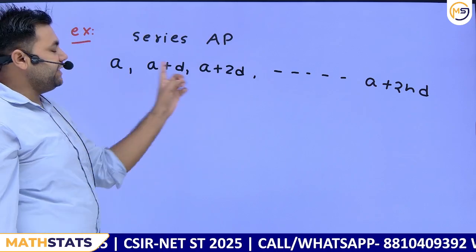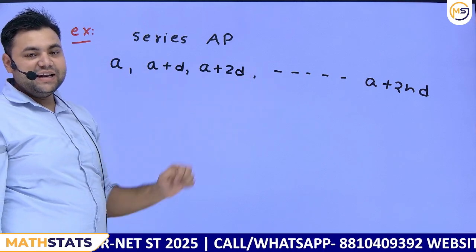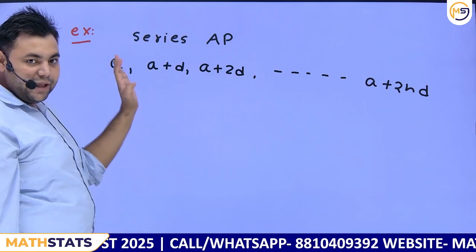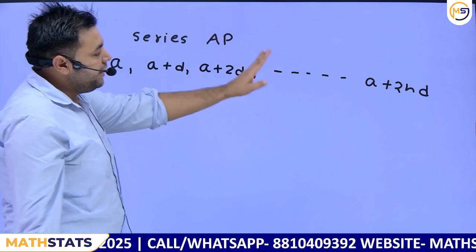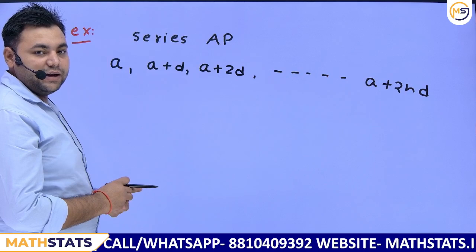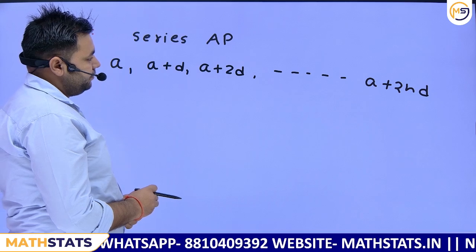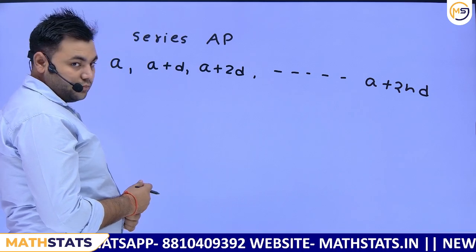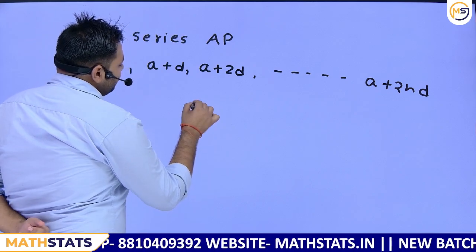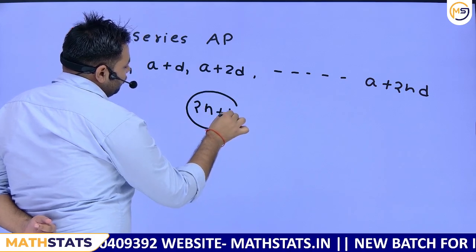Suppose we have a series which is in arithmetic progression. So what is the number of terms here? Anyone? This starts from A plus D, A plus 2D, and so on up to A plus 2ND. So how many terms are there here? 2N plus 1. Right, here there are 2N plus 1 terms.